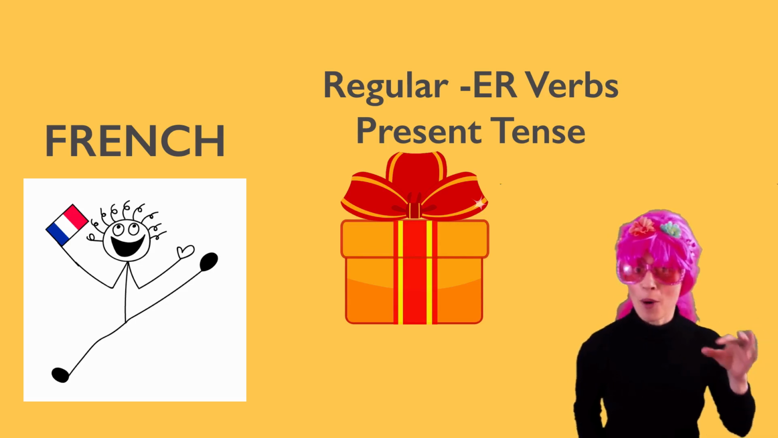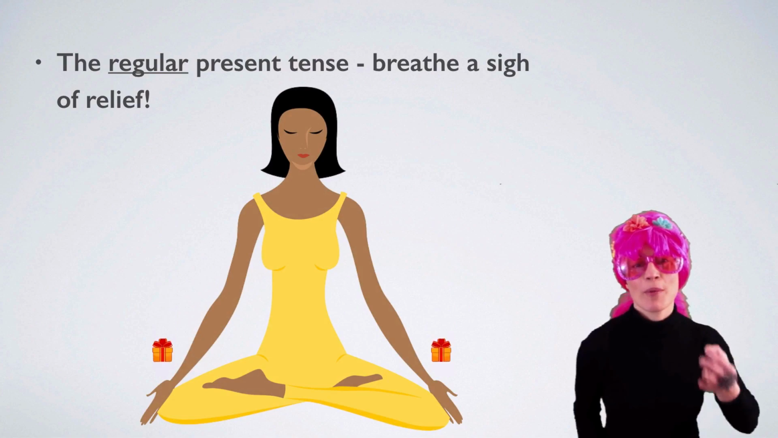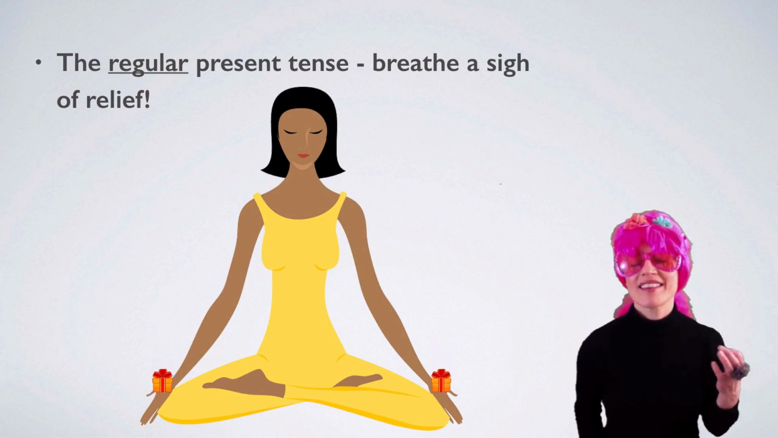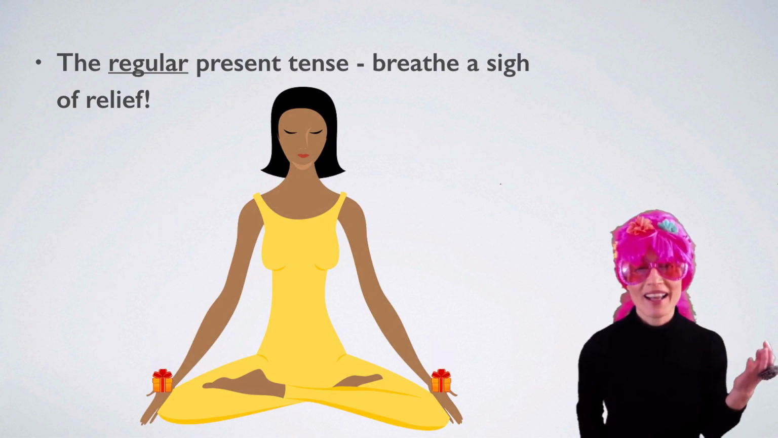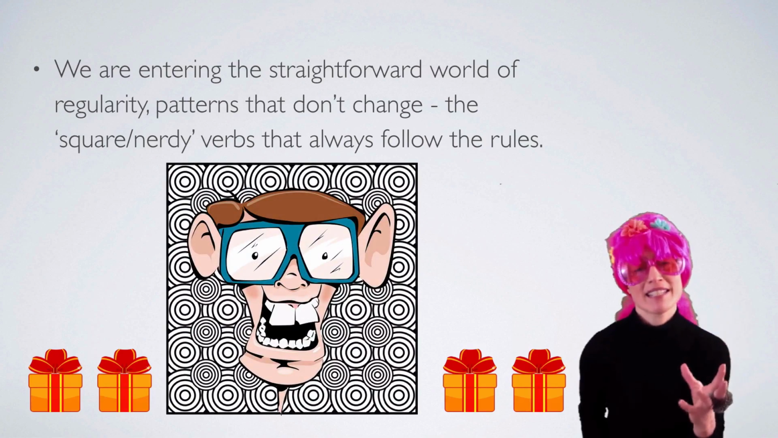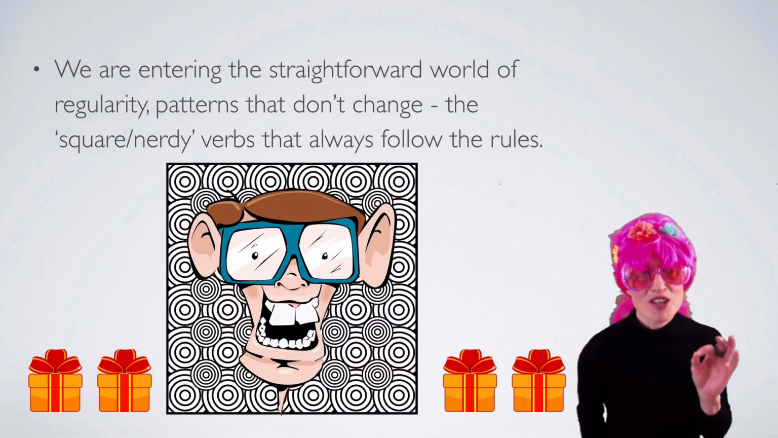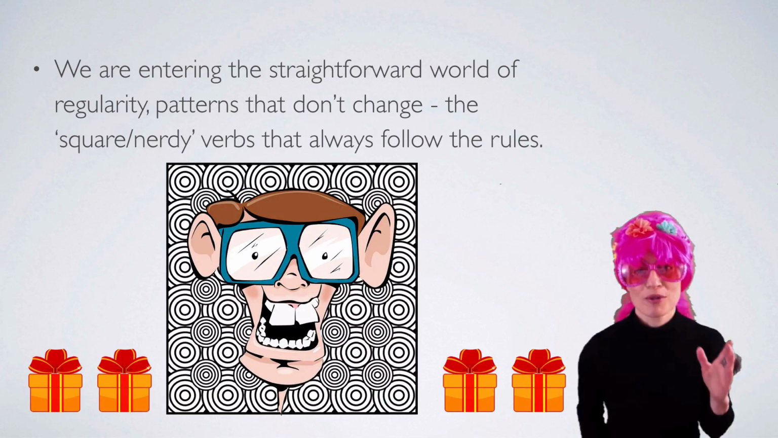Today we are looking at regular ER verbs in the present tense, which is why we have a picture of a present for the present tense. The regular present tense. Breathe a sigh of relief. Why? Because we are entering the straightforward world of regularity. Regular patterns that don't change. The square, nerdy verbs that always follow the rules. Whew! About time, hey?